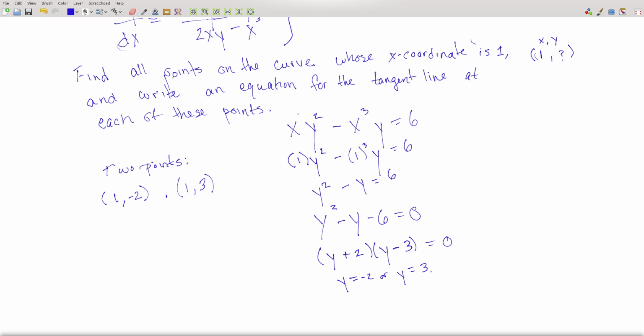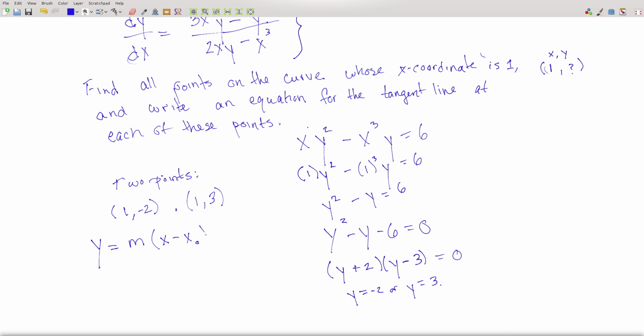So what is the next part? Now that we have the points, it says, write an equation for the tangent line at each of these points. I believe you know that the equation for a line, if you know the slope at a point, can be done like this: y equals the slope times the quantity x minus some x value, plus some y value. This is the point-slope form of a line.